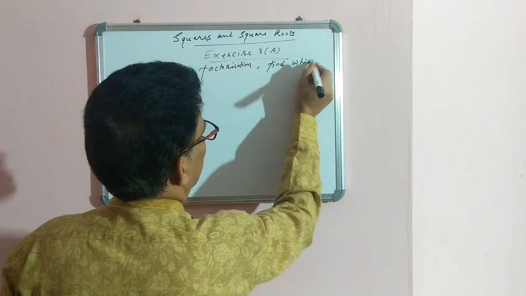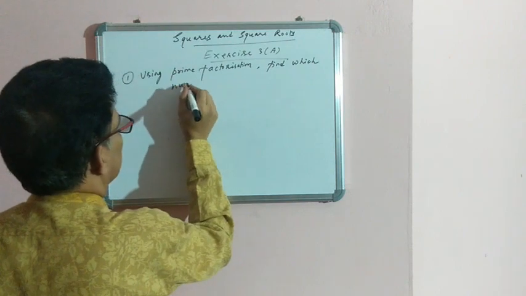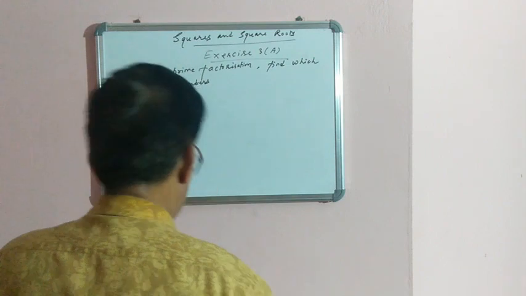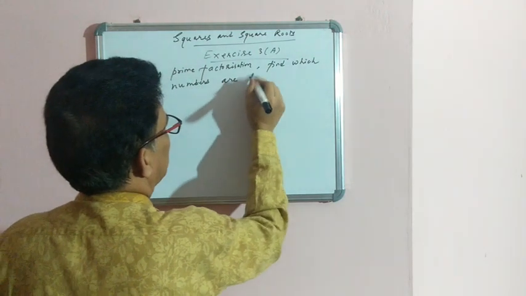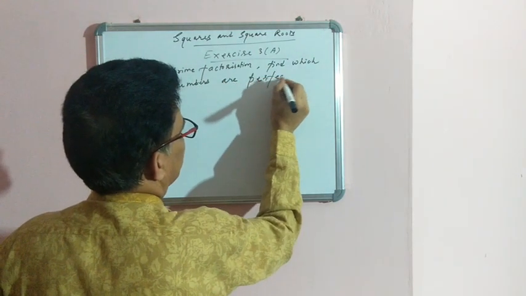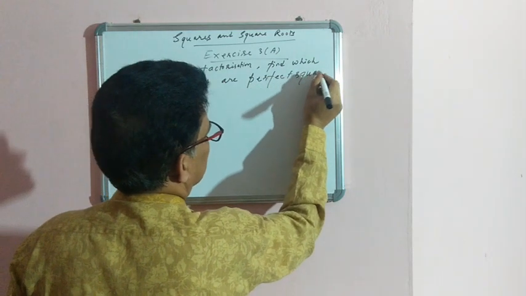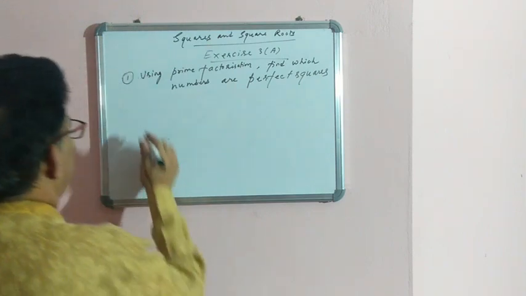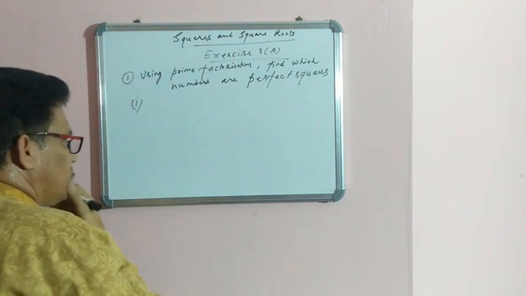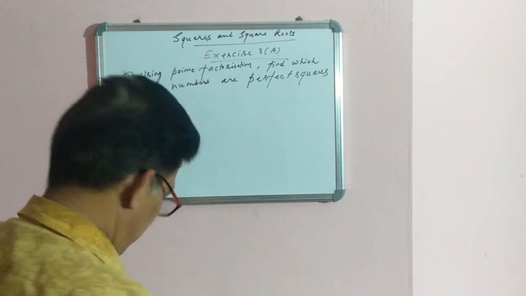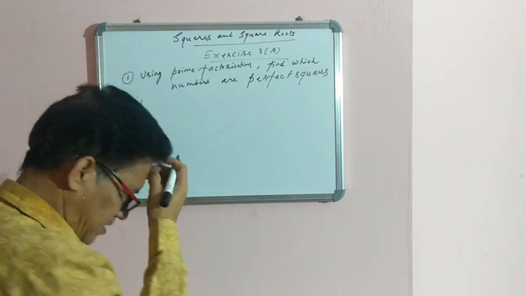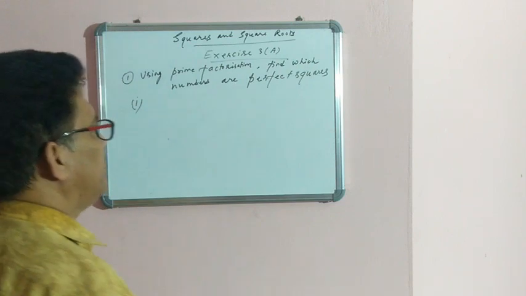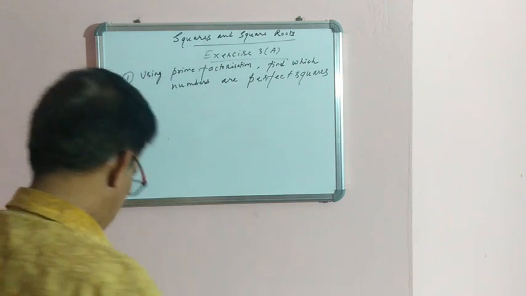Which of the following numbers are perfect squares? So you have to check all the parts. Suppose I am checking the first part; in the same way you will check all the parts. If it is expressed as a product of pairs of equal factors, then it will be a perfect square. That is the test we will apply.